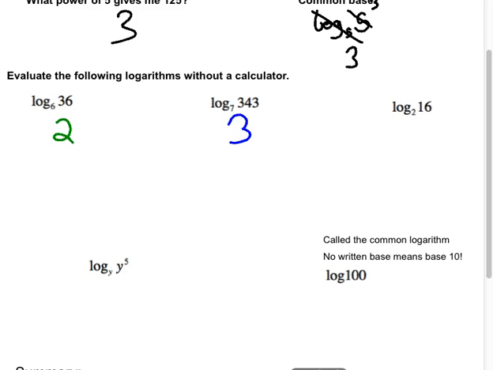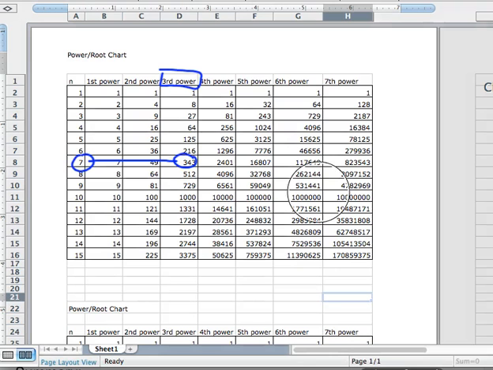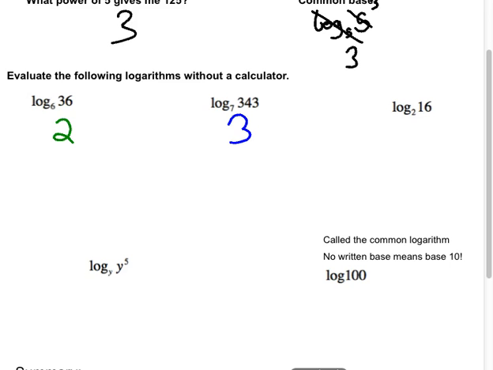What power does 2 need to become 16? Again, the resource for your test is going to be this. So what does 2 need to become 16? Well, it needs a fourth power.